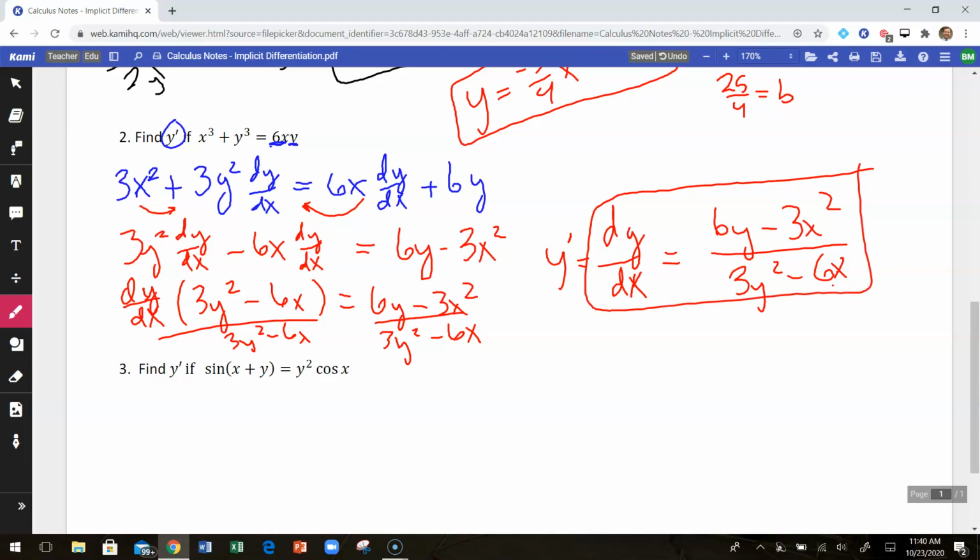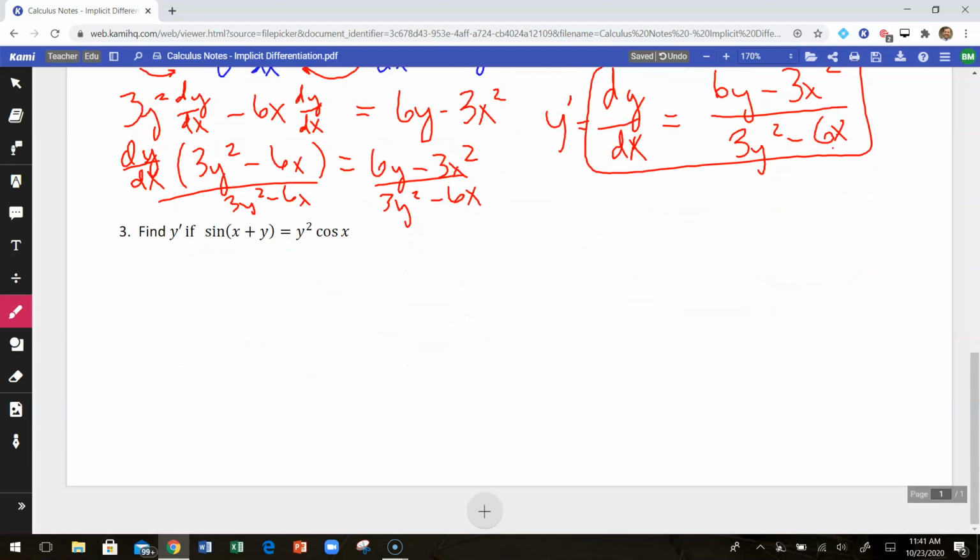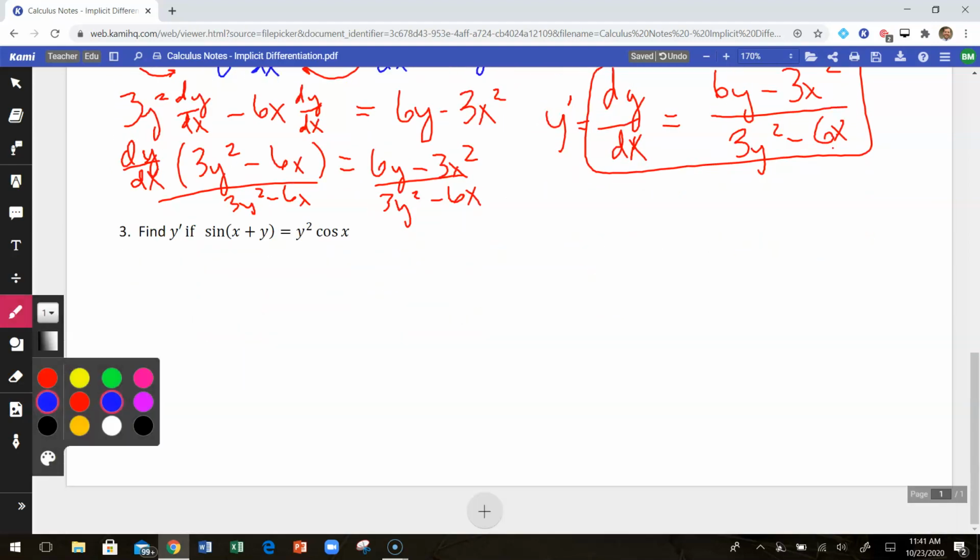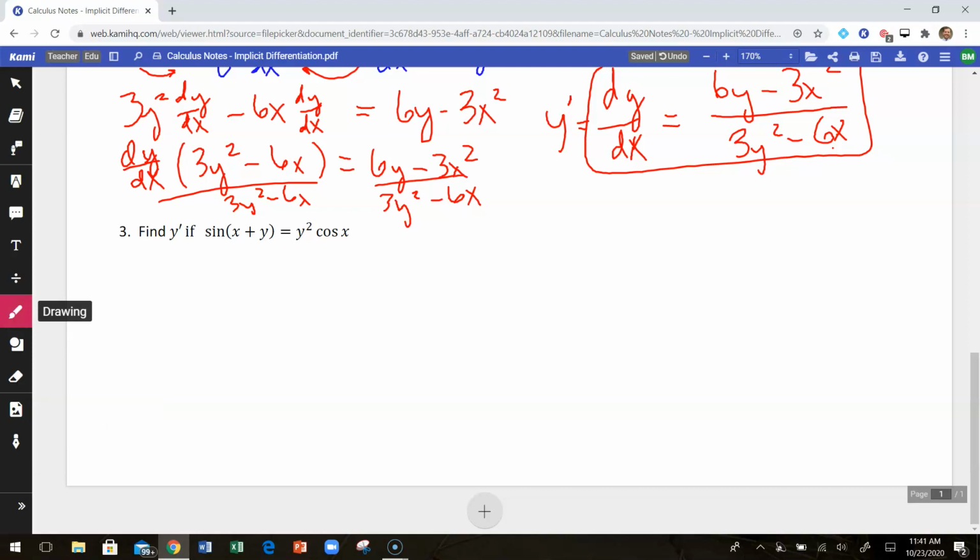Okay, and it's the same process every time. It's take the derivative of each term, don't forget about your dy over dx, and then get the dy dx's together, factor it out, divide. Same process every time when you do implicit differentiation. So, last example, we have sine of x plus y. This is actually going to require us to do the chain rule.